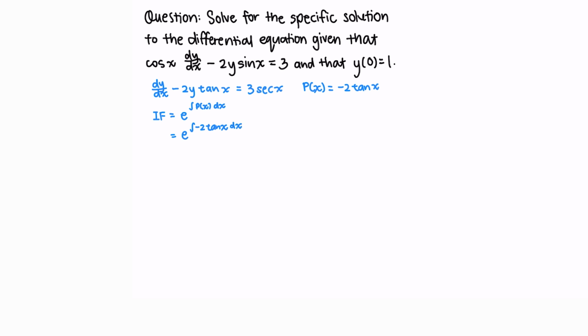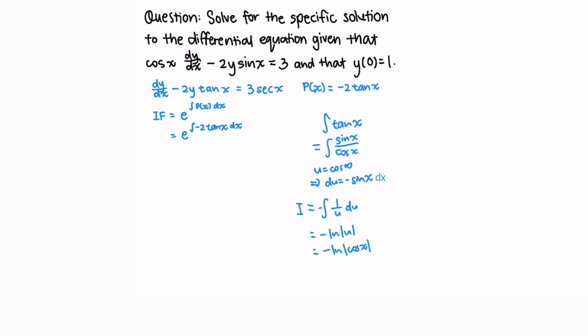Now I want you to remember, how do you integrate tangent x? If you remember from an earlier video, the integral of tangent x is equal to the integral of sine x over cosine x. The reason why I want to do this is so that I can take u equals cosine x such that du equals negative sine x. And hence, this integral just becomes 1 over u du with a negative sign in front, which becomes negative ln mod u, or negative ln mod cosine x.